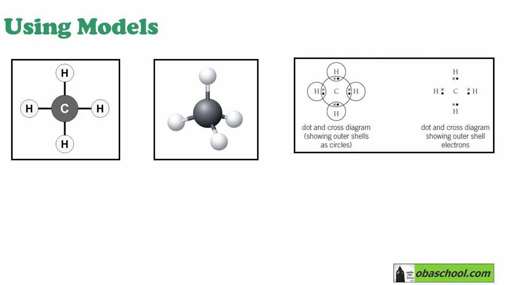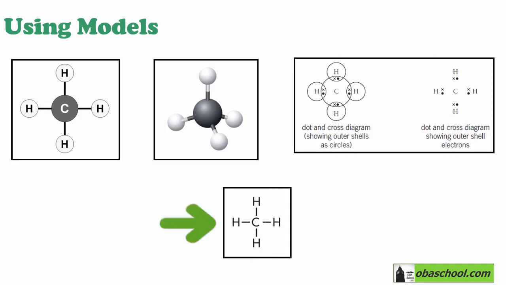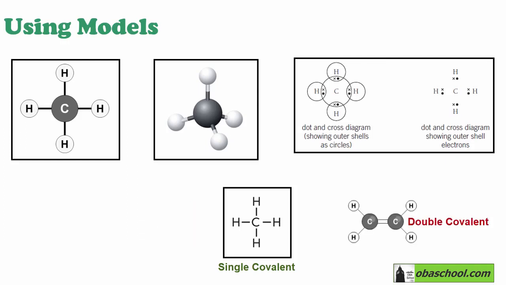And finally, we have this displayed formula which shows the bonds. So it shows the atoms in the molecule and the bonds between them. A single line represents a single covalent bond, and if we have a double covalent bond, we will use 2 lines as shown over here.